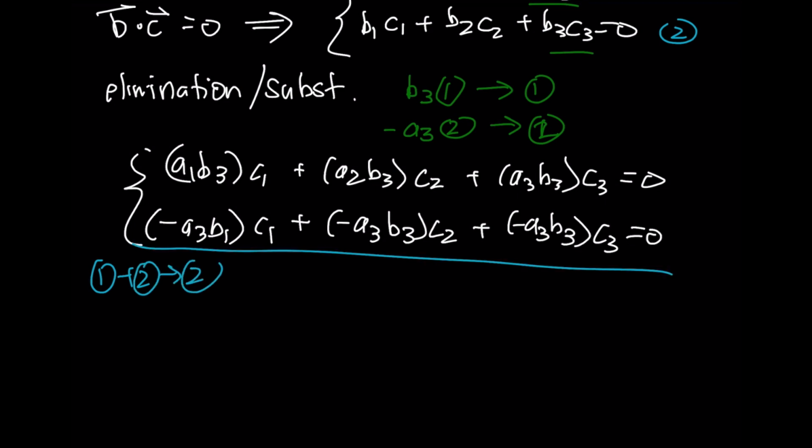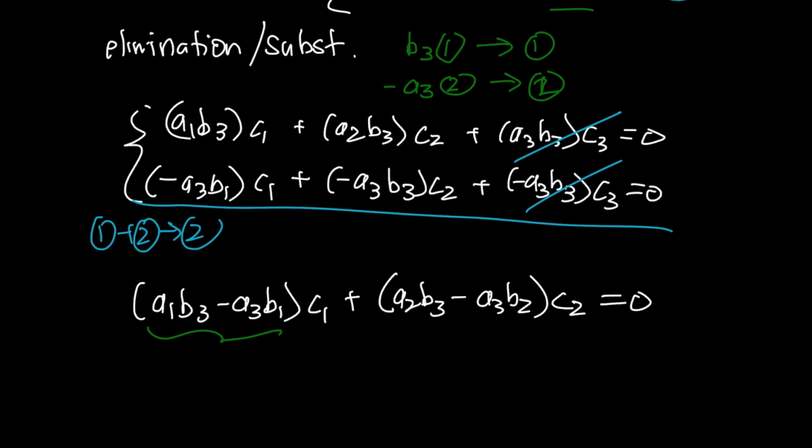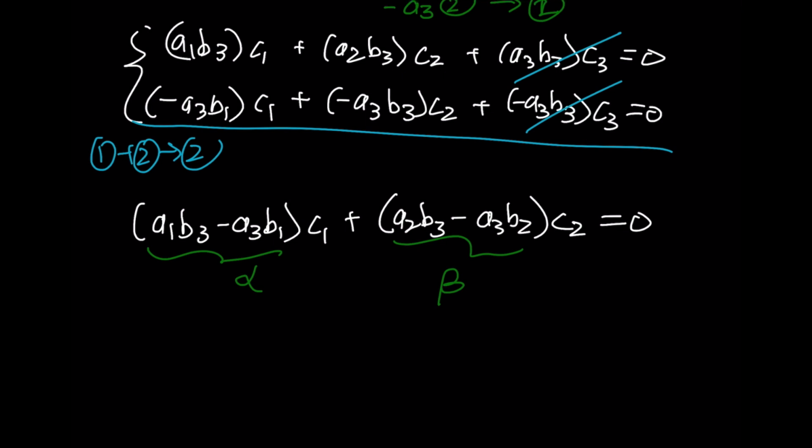You can see the whole point of doing that step above was that those terms will cancel. So what this is going to do is give me an A1B3 minus an A3B1, groups of C1, plus A2B3 minus an A3B2, groups of C2, and that all has to be 0. We can call this alpha. We'll call this beta. I have two unknowns, C1 and C2, and I have one equation.